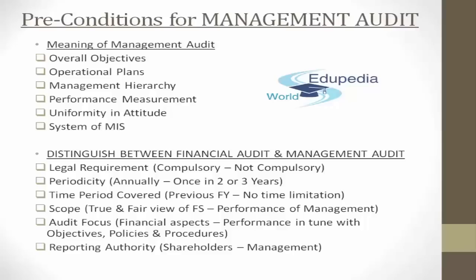And lastly, the system of MIS. A suitable management information system should provide timely and adequate information to the management auditor on various efficiency aspects. All these things are the preconditions of management audit. Before starting out, you need to have all these things penned down on your paper. You need to do your complete homework before you move to the field. So: overall objectives, operational plans, management hierarchy, performance management, uniformity in your attitude as an auditor, and finally the system of MIS. All these things should be provided for. These are the preconditions of management audit.